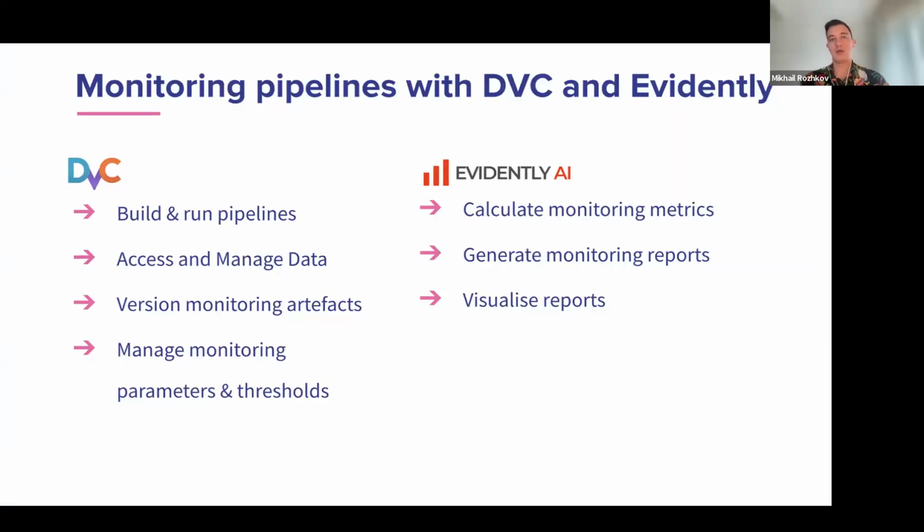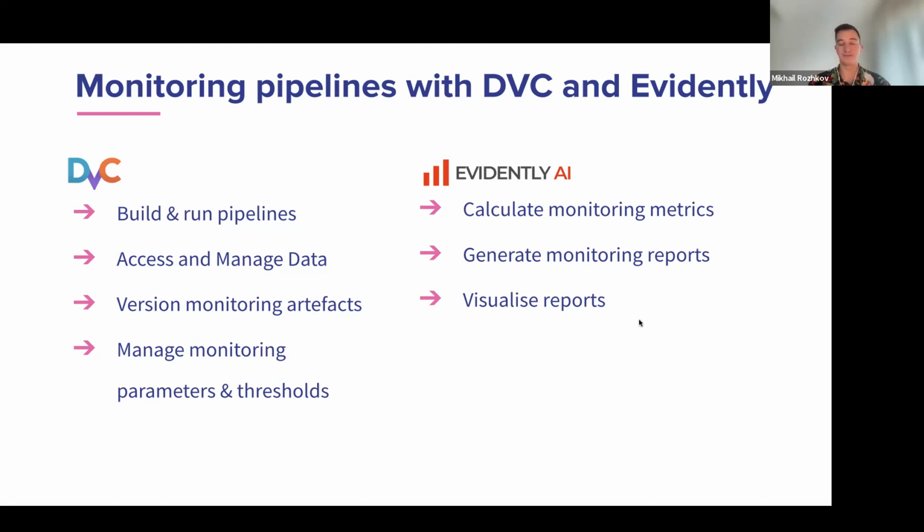And here I have a simple example for monitoring pipelines, not monitoring the model itself, because usually it's a separate standalone pipeline that just takes the predictions and the ground truth data, calculates some monitoring metrics, makes reports, and visualizes them in Grafana or some other dashboarding tool for monitoring. But here is an example of how you can integrate monitoring with DVC pipelines, specifically for monitoring data and visualizing some reports.